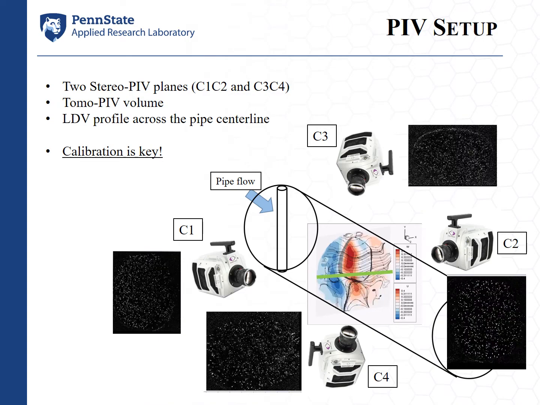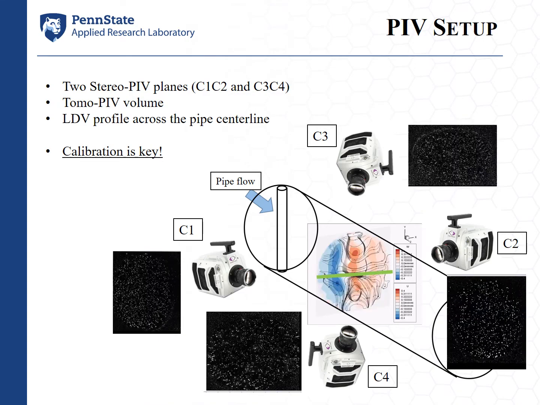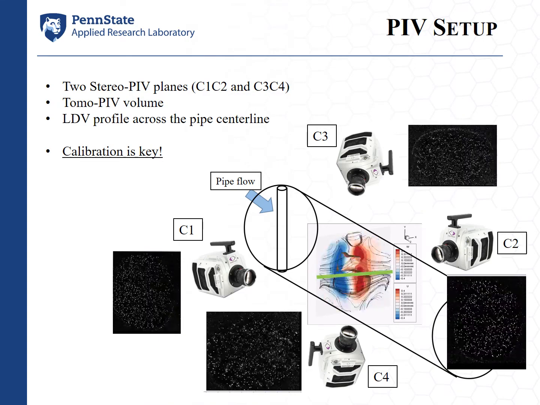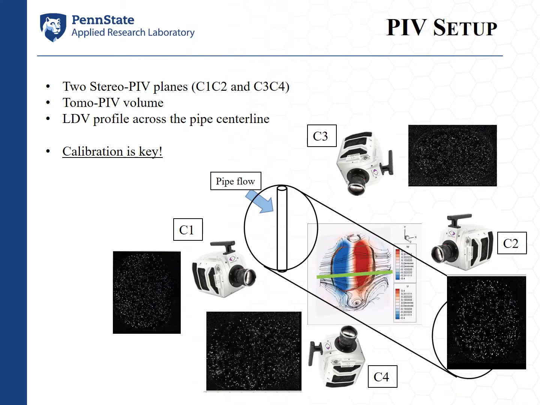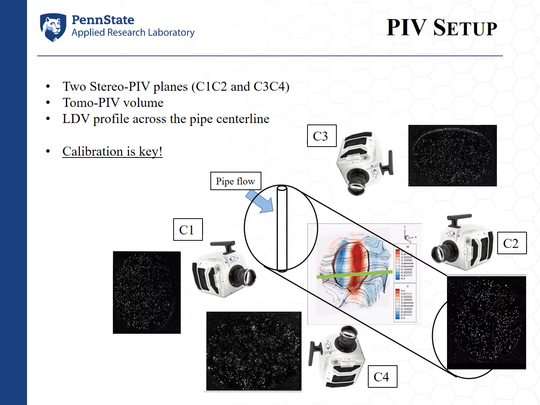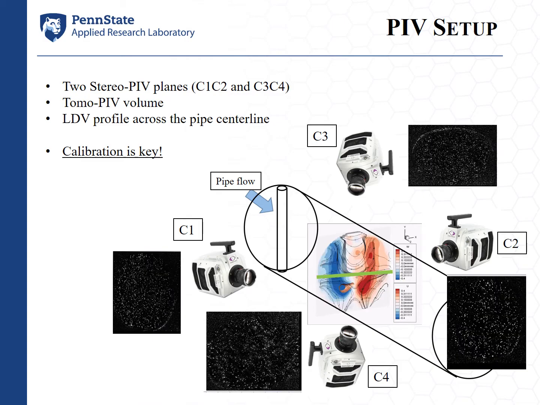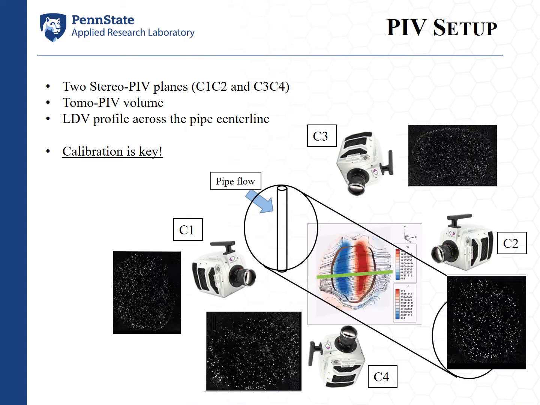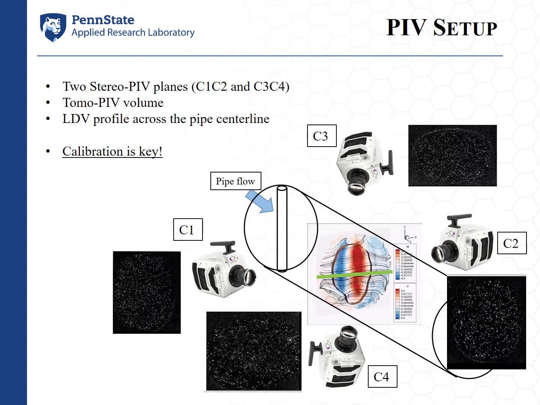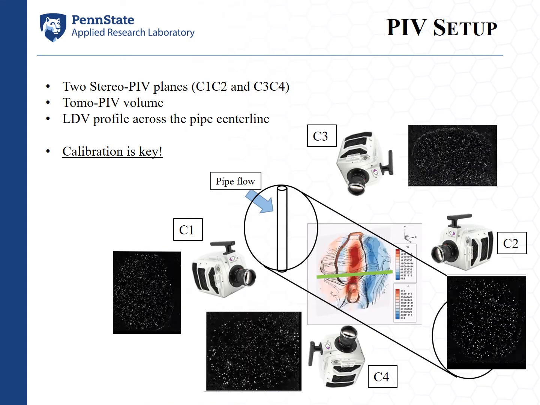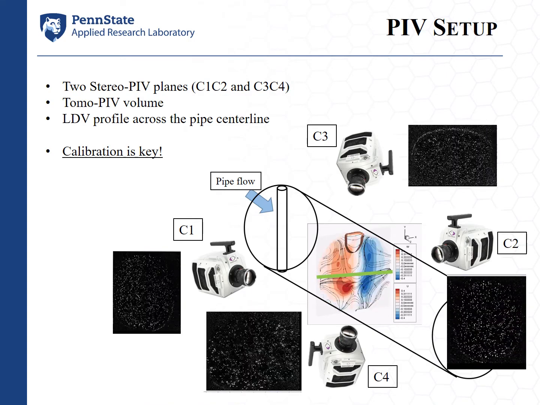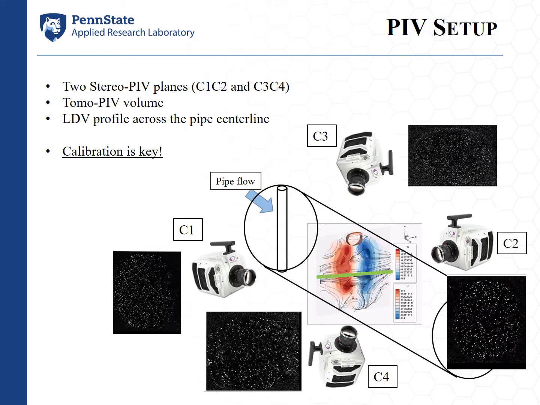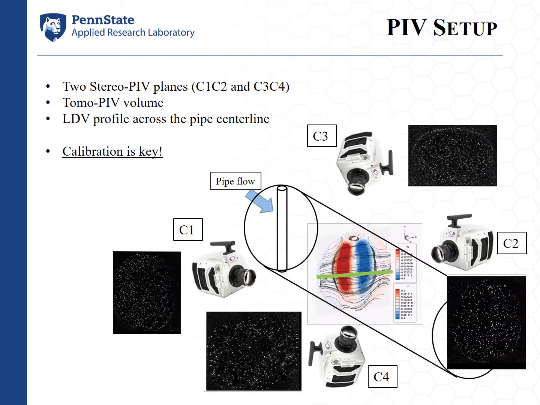And we can benchmark those techniques against each other to see how well the tomographic PIV is performing. And since those are correlated in that they use the same image data set, we also performed LDV across the center line of the pipe, which gives us an uncorrelated measurement of the velocity field with which to baseline the other techniques.